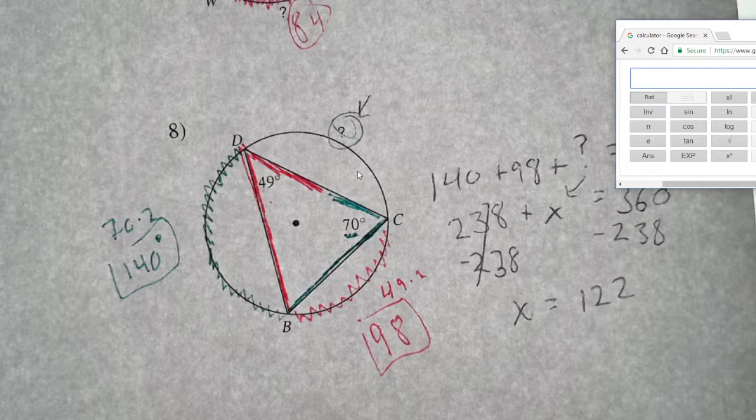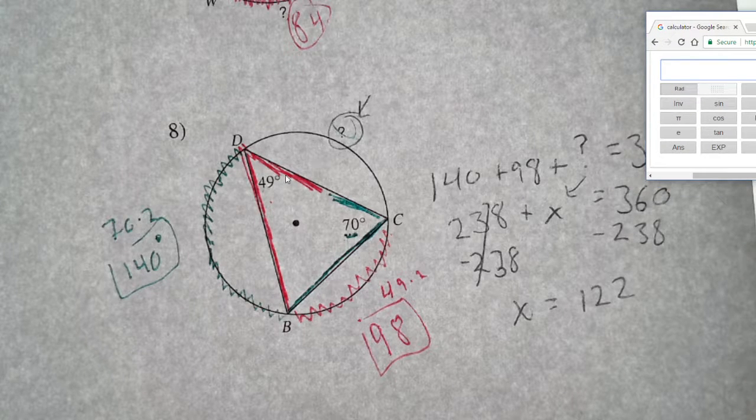Oh, I see. Actually, I went about this problem in a much more difficult way. A much easier way to do this problem would have been to say, hey, the angles in a triangle need to add up to 180. 49 and 70, I can add those up, take away from 180, find that, and use the inscribed angle. Let's use that as a way to check.